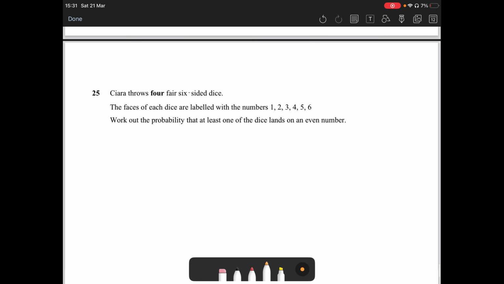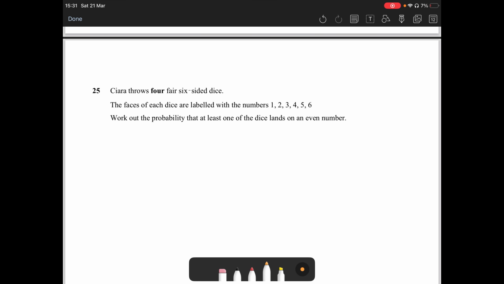Okay, I got 7%. I can do this. Kiara throws 4 fair 6-sided dice. I'm thinking of the most efficient way. Work out the probability that at least one of these dice lands on an even number. Now, there are various ways, some more difficult than others. I can rephrase the question.